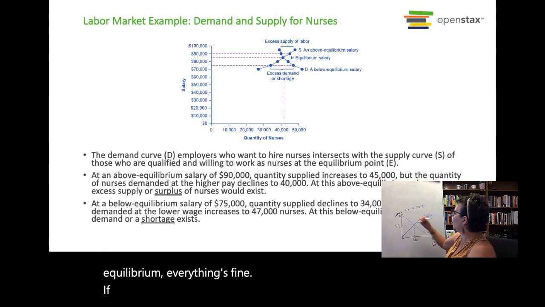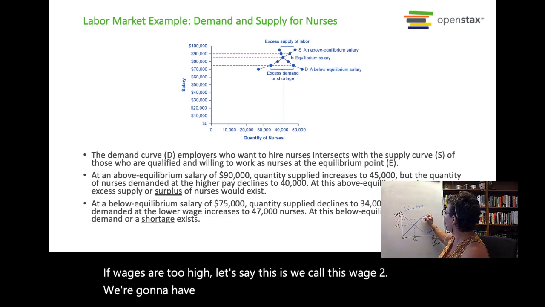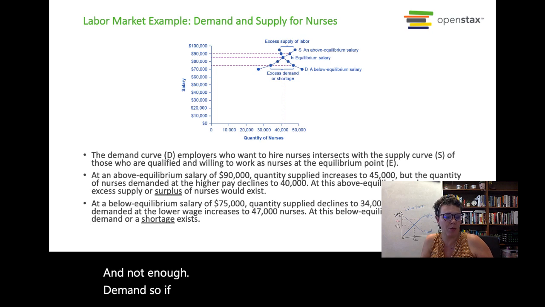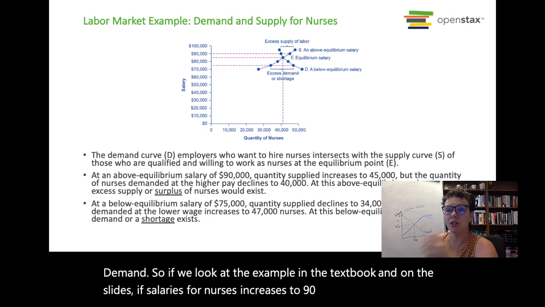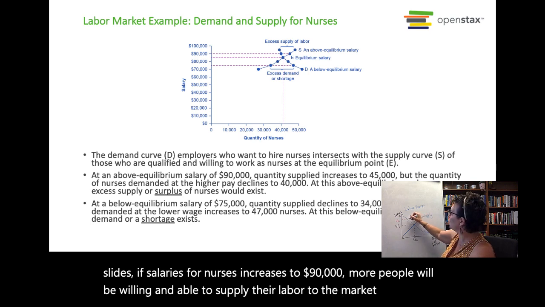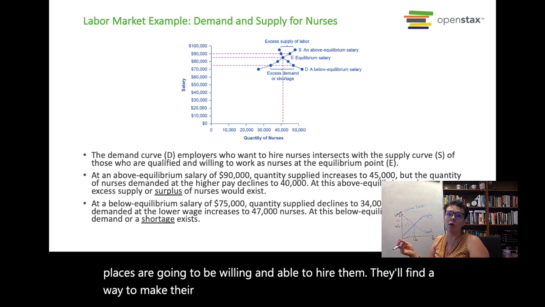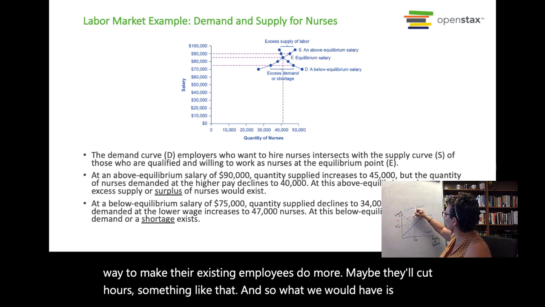If wages are too high, let's say this is, we'll call this wage 2, we're going to have an excess supply of labor and not enough demand. So if we look at the example in the textbook and on the slides, if salaries for nurses increase to $90,000, more people will be willing and able to supply their labor to the market, but fewer places are going to be willing and able to hire them. They'll find a way to make their existing employees do more. Maybe they'll cut hours, something like that. And so what we would have is a labor surplus.